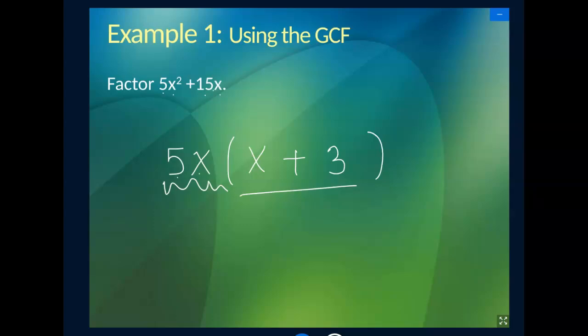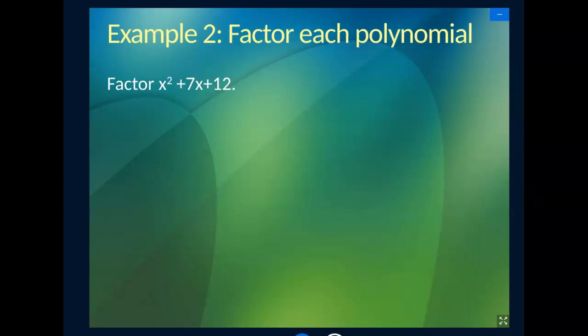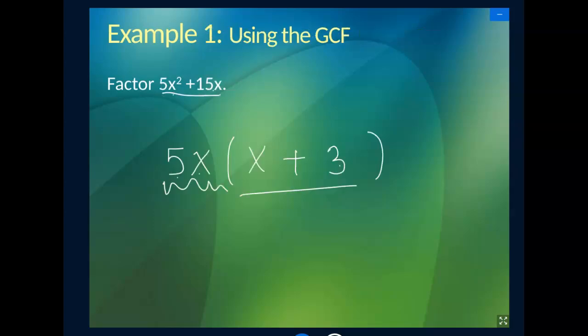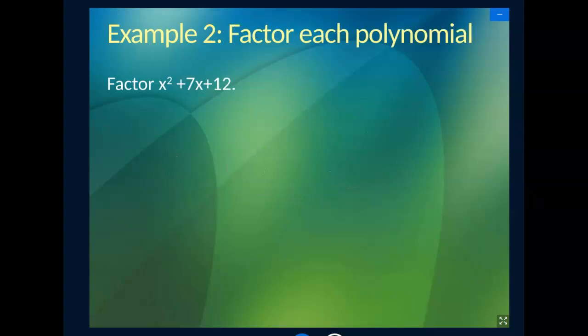And again, we should be able to distribute back a GCF and get what we started with. So 5x times x is 5x squared. 5x times 3 is 15x. Just jump a whole bunch of slides. Okay. So next we are going to factor.